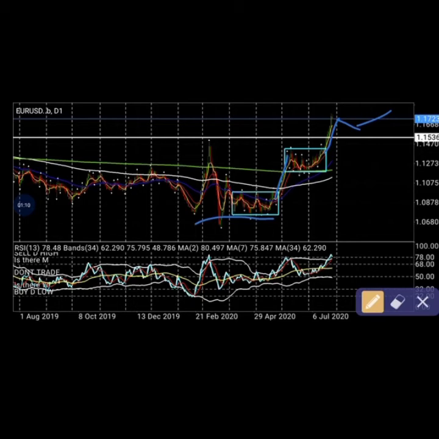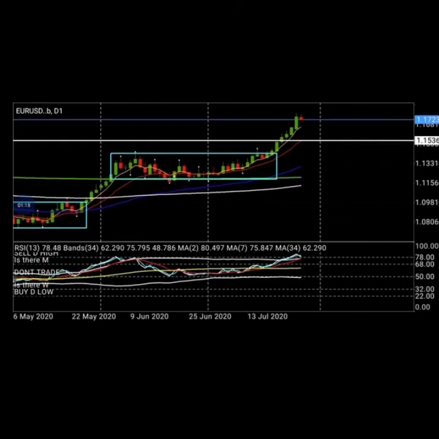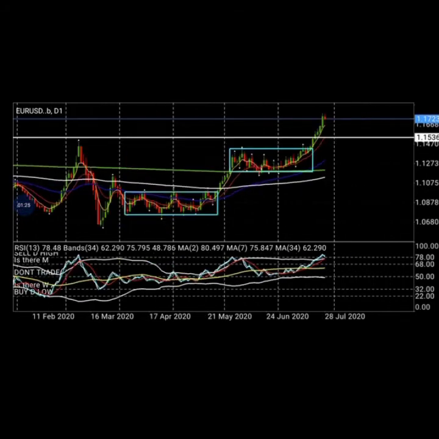This is just for the daily. You could see here we have about 6 days or more of daily candle closes, about 7 days of bullish movement. Look at the candles here, 7 days of bullish movement.